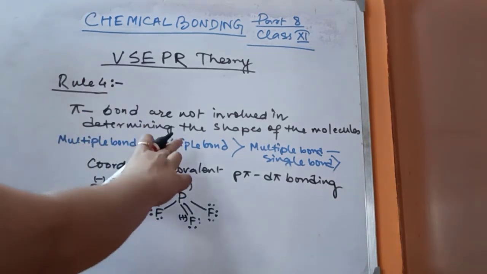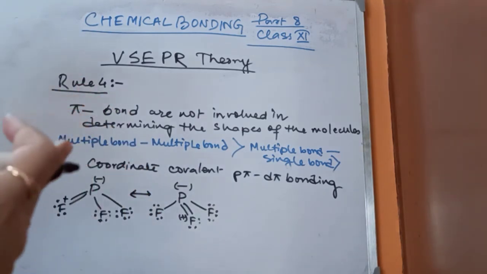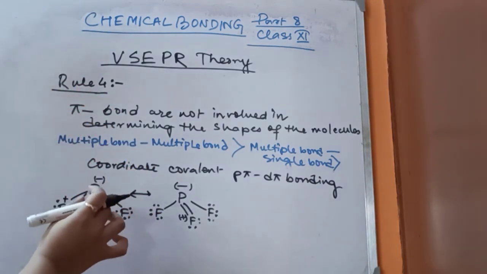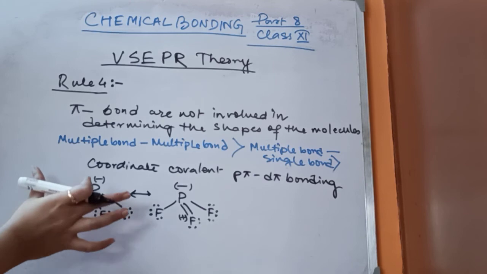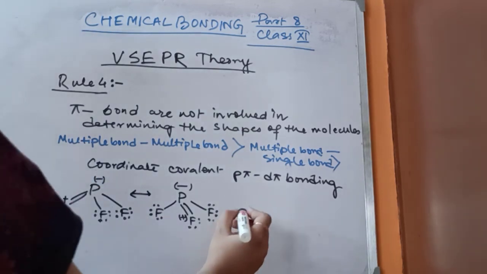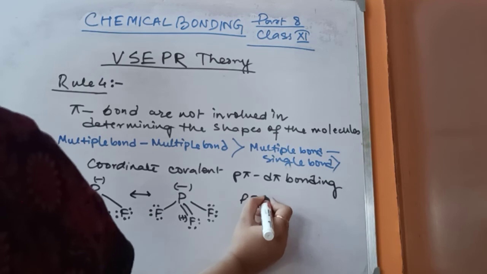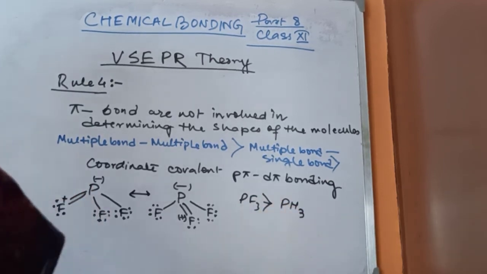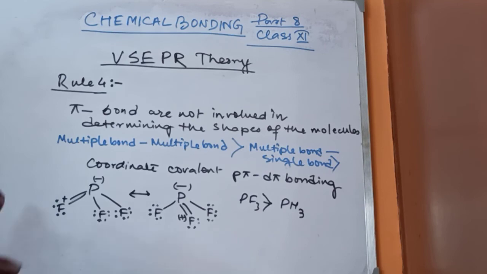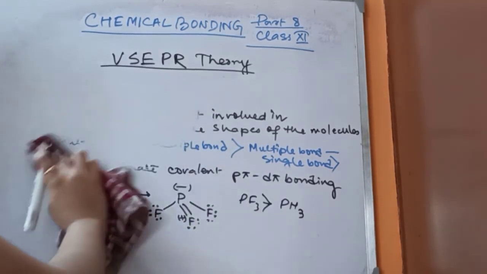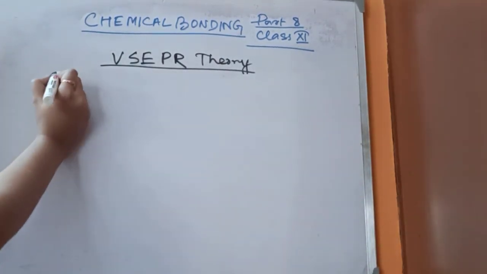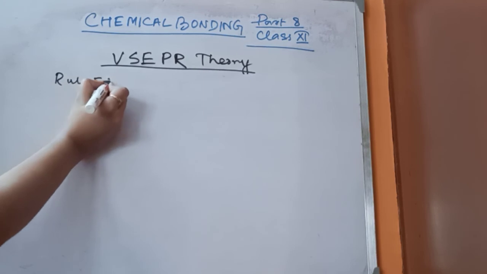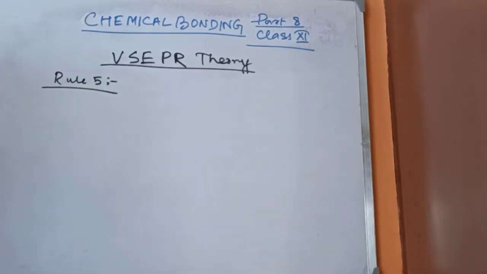We know that multiple bond repulsion is much greater than single bond repulsion. As a result, repulsion between the bond pairs will occur and the bond angle will increase in case of PF3. So PF3 has a greater bond angle than PH3. So this is about rule 4. The last rule that we have is rule 5.